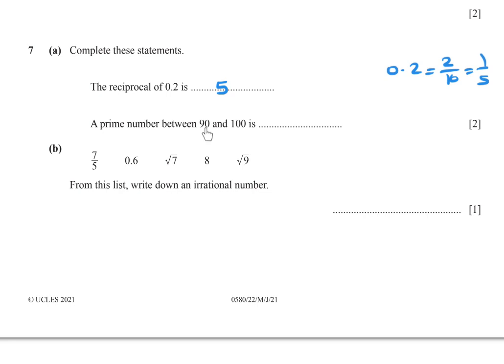A prime number between 90 and 100. Between 90 and 100 we have one prime number, which is 97, because all the rest are not prime.